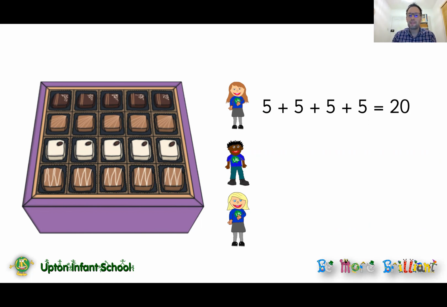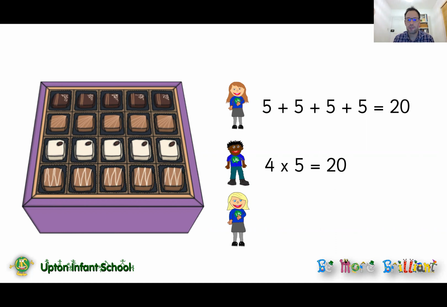Okay, let's see what our friend Sunny wrote down. Well, he noticed that there were rows with 5 chocolates in, and there were 4 of those rows. So there were 4 lots of 5. 4 lots of 5 equals 20. So he's got the same answer as his friend, but they've written down a different number sentence. Susie's written down repeated addition, and Sunny has written down a multiplication number sentence.